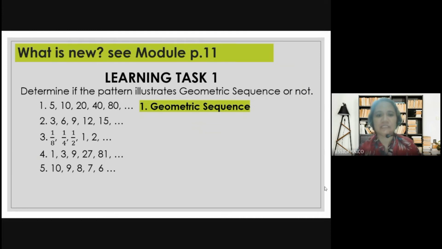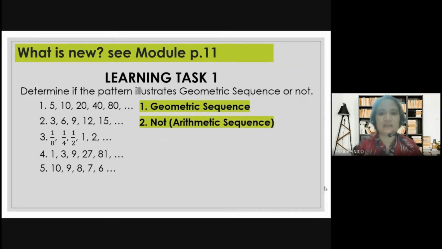Okay? So let's proceed with number 2. We have 3, 6, 9, 12, and 15. So from the previous discussion, we can see that this is not a geometric sequence but an arithmetic sequence because the given sequence has a common difference of 3.